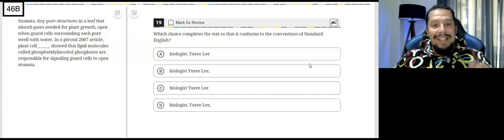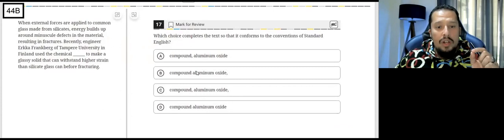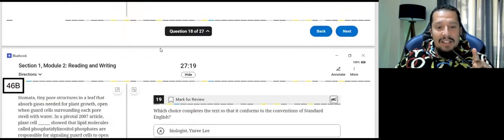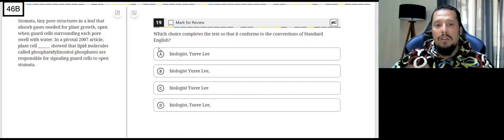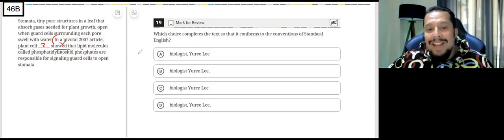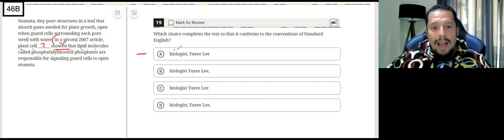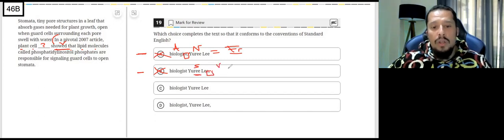So question number 19 is exactly like question number 17. And let's see, when you're able to identify these patterns, it becomes easier to answer these questions. So I'm just going to read it right here. Plant cell blank show that lipid molecules showed is my verb. So if we say answer A, we're putting an adjective, comma, noun, which is equal to a fragment, just like number 17. And if we say answer B, we're doing a subject, comma, verb, show, which is equal to a fragment. I'm left with answer C and D.